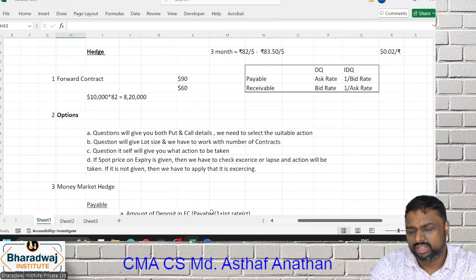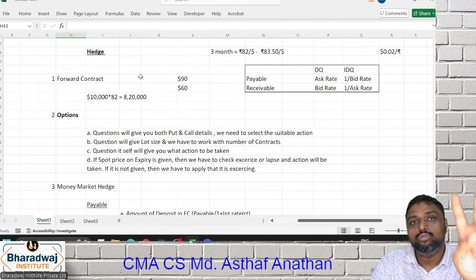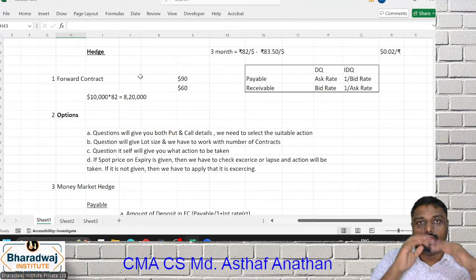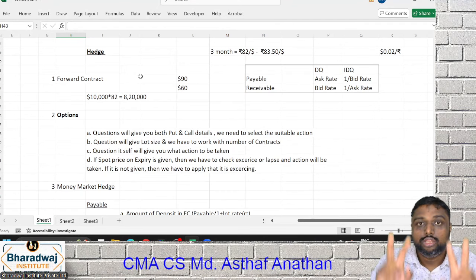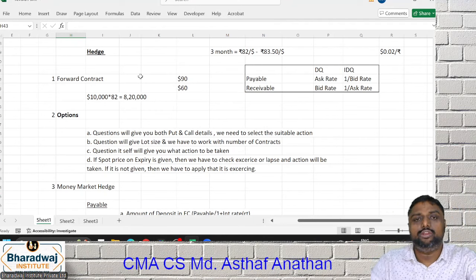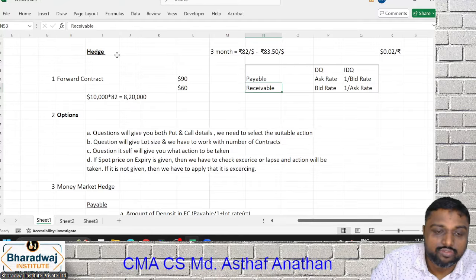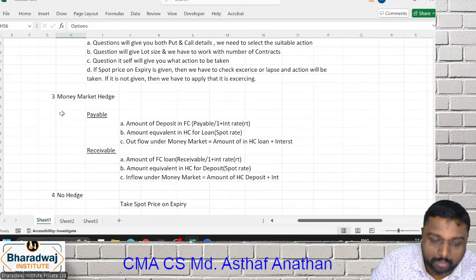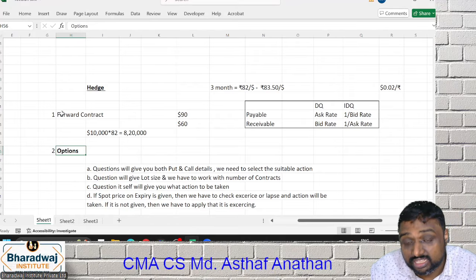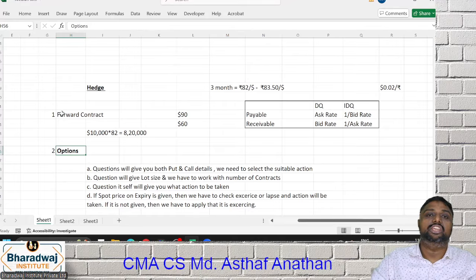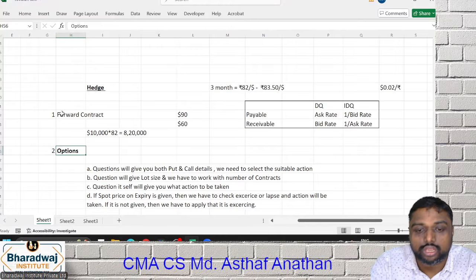First of all, I want to tell you a very simple point. In any hedging question we are discussing, 2 cases will come. An importer means you have to make a payment. If you are an exporter, you will get a receivable. So there are 2 situations: payable or receivable. Whether it is a forward contract, an option, a money market hedge, or no hedge, I am going to give you an unlocking strategy for every area. With this strategy, you can solve any question, friends.